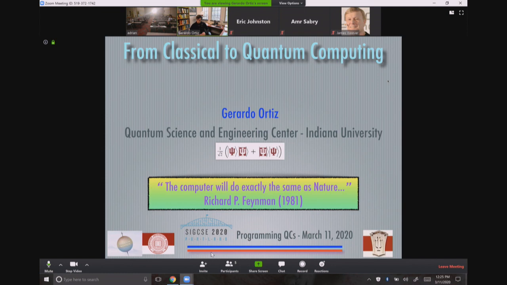The first part of the presentation is about that. So with this, I would like, if possible, for us to welcome Professor Ortiz, who's going to present the first part of the presentation, from classical to quantum computing.